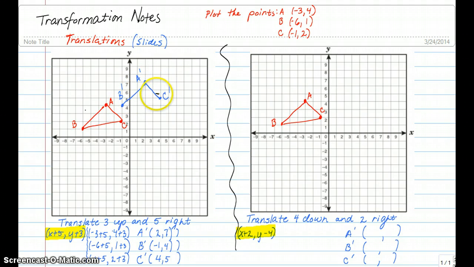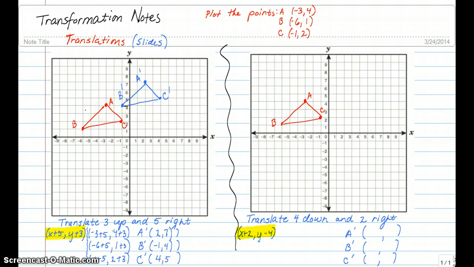Basically you have the same shape, same figure, congruent figure in this case. All the figures will always be congruent until you get to dilations, and then they'll be similar. So you have a congruent figure, but it's just shifted. Okay, it's no longer in the same position. All right, let's go ahead and go over here.